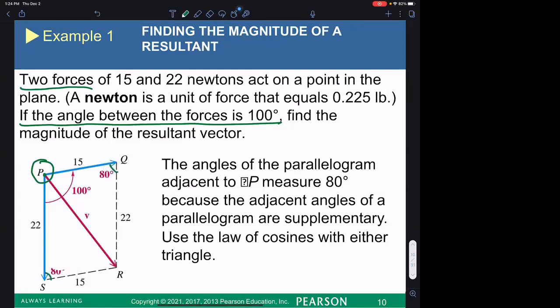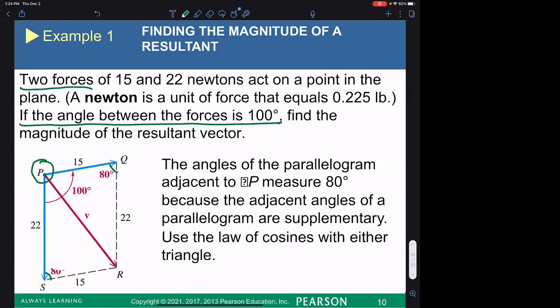So how do we know that? It says because the adjacent angles of a parallelogram are supplementary, use the law of cosines with either triangle. Okay, so how do we see that in this case? So here's one other way to think of it. What they're saying is, you may remember we did these things, transverse axes and opposite angles, way back when we first looked at angles. That's what's going on here.